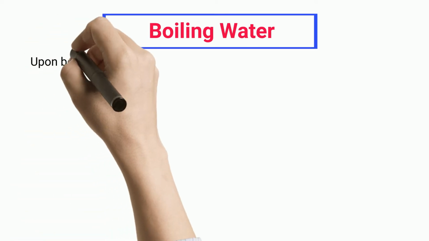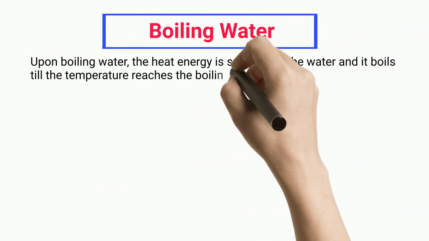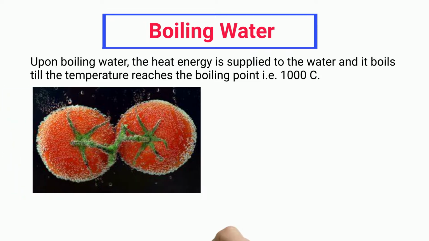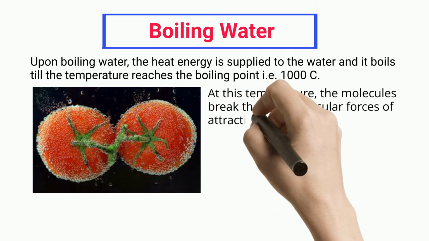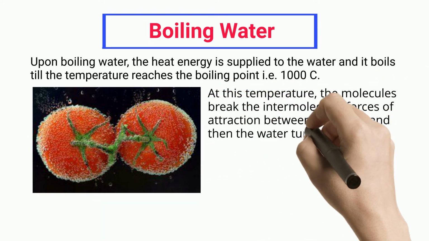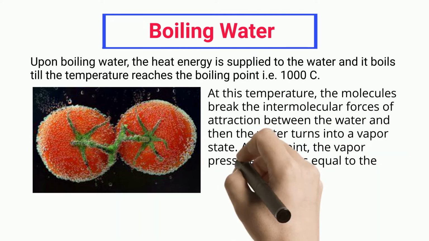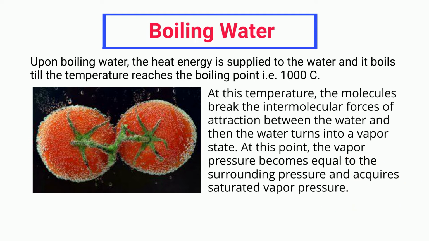Boiling water. Upon boiling water, the heat energy is supplied to the water and it boils till the temperature reaches the boiling point, i.e. 100°C. At this temperature, the molecules break the intermolecular forces of attraction between the water and then the water turns into a vapor state. At this point, the vapor pressure becomes equal to the surrounding pressure and acquires saturated vapor pressure.